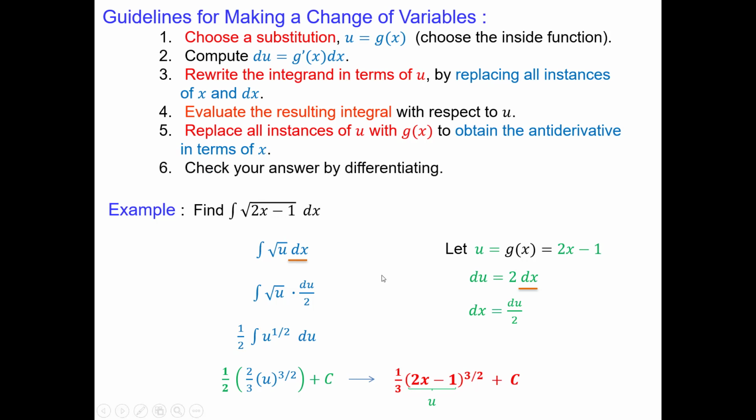We can always check this by taking the derivative, and therefore, if I were to multiply 3/2 times 1/3, I get 1/2. Reduce this by 1 to get a 1/2 power as well. But then I multiply by the chain rule by the derivative of the inside, which is 2. So when I multiply 2 times 1/2, I get 1 times the square root of 2x minus 1. So I can always check by differentiating to see if I get back to my original result.